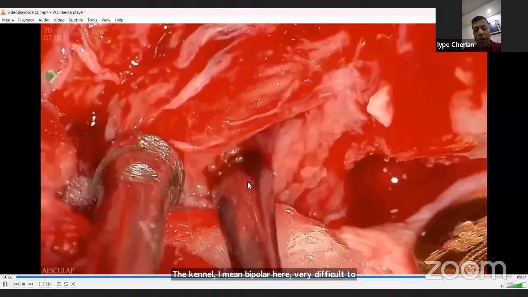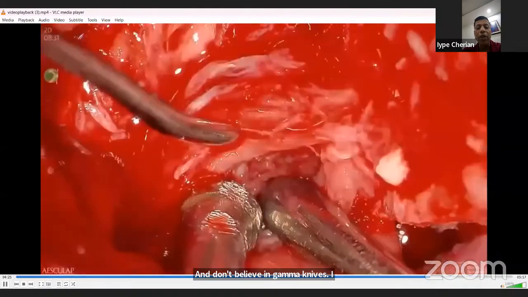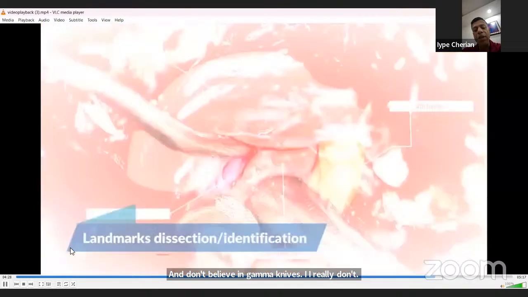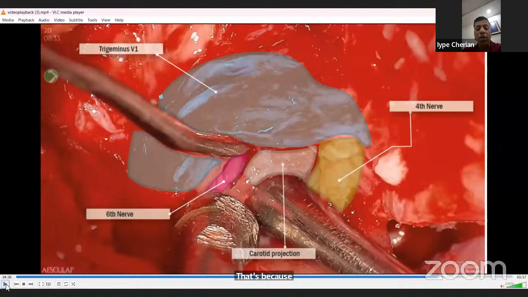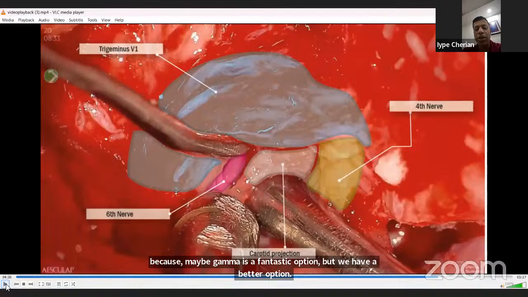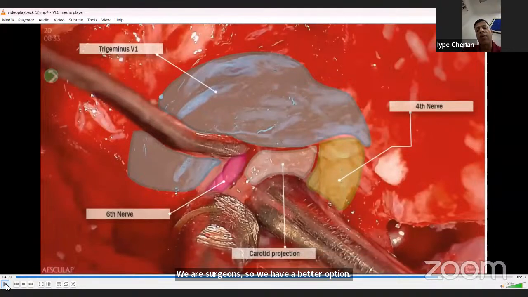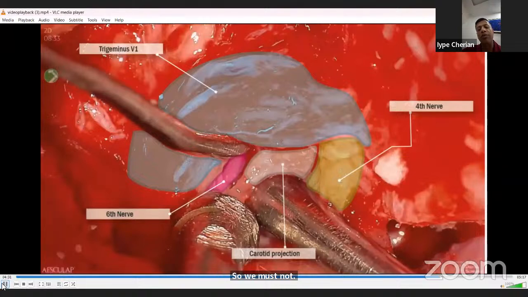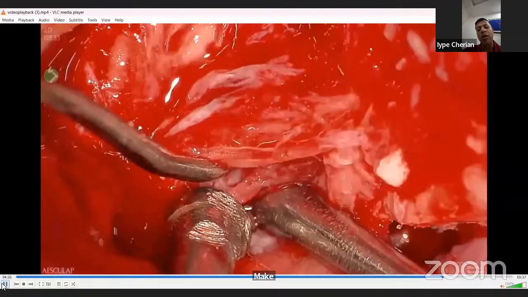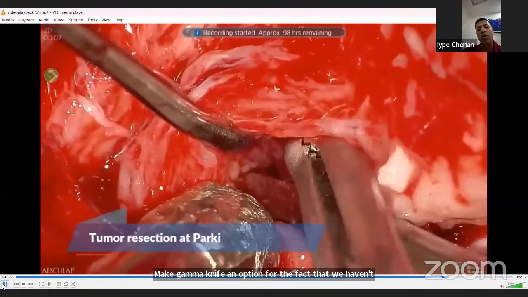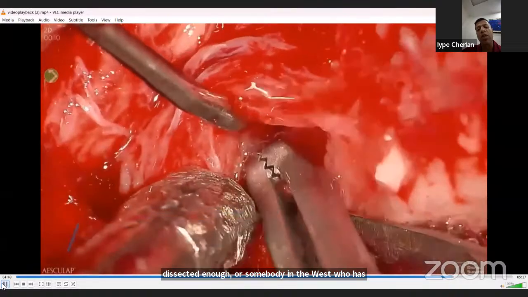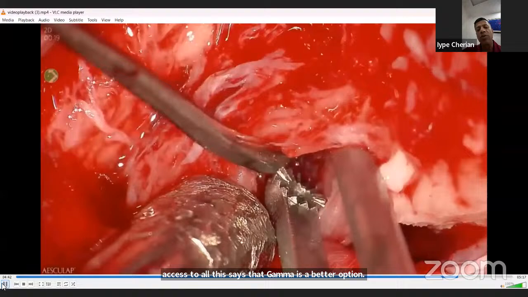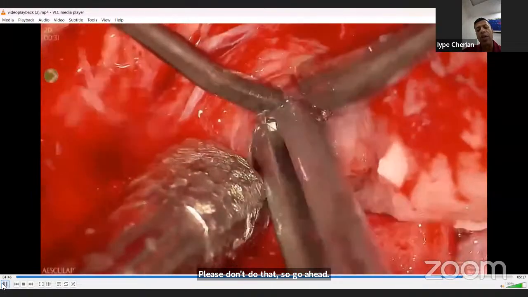And I don't believe in gamma knives. I really don't. Maybe gamma knife is a fantastic option, but we have a better option. We are surgeons, so we have a better option. And our patients sometimes cannot pay for gamma knife, or gamma knife is sometimes not available. So we must not make gamma knife an option for the fact that we haven't dissected enough, or because somebody in the West who has access to all this says that gamma knife is a better option. Please don't do that. So go ahead, use high magnifications and operate.